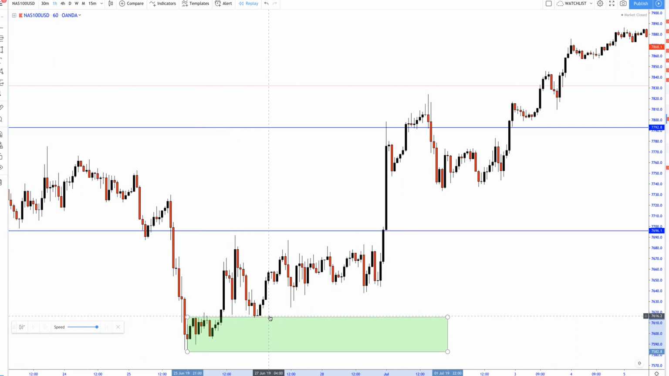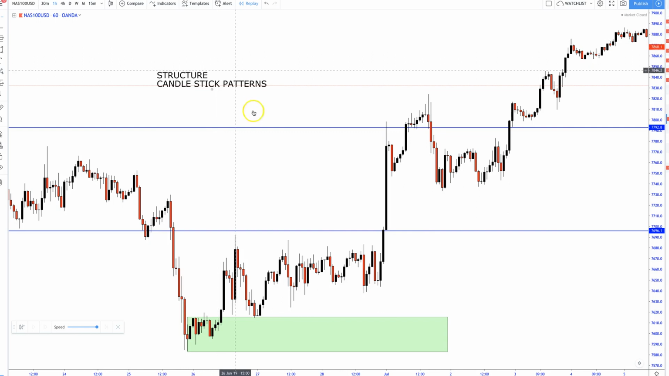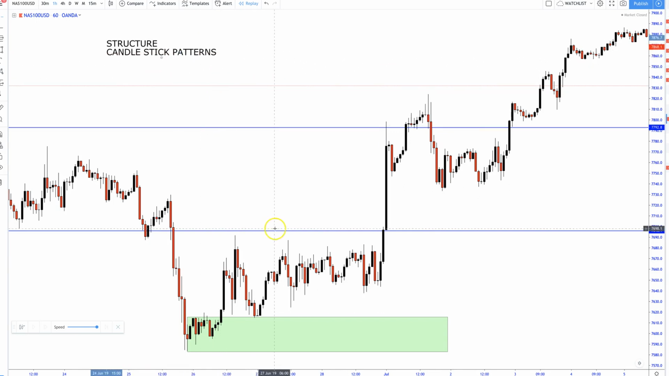Besides the rule of OHLC candle on the monthly, I want you guys to always pay attention to these two things as well. Structure. Candlestick patterns. Right? That's a must. You need to understand how to read your candlesticks.